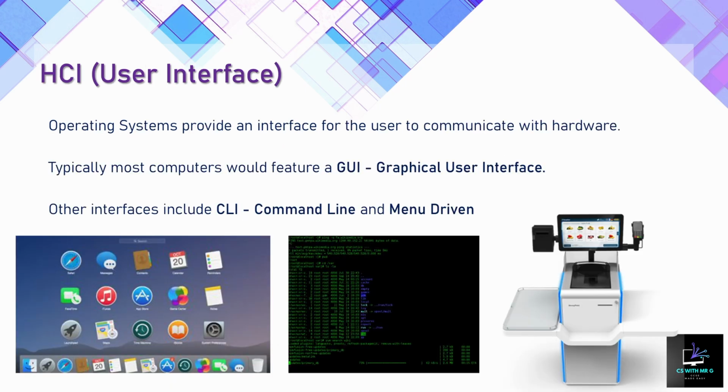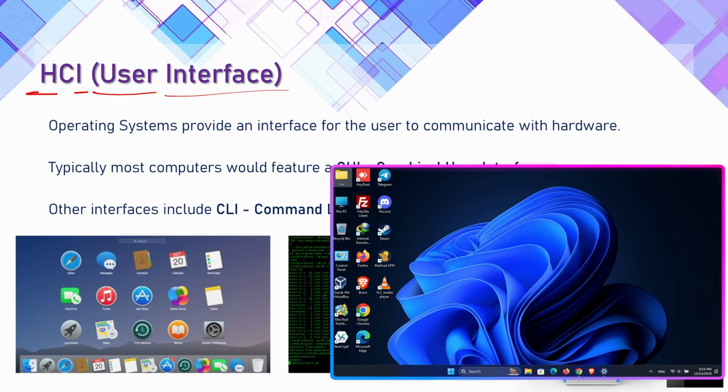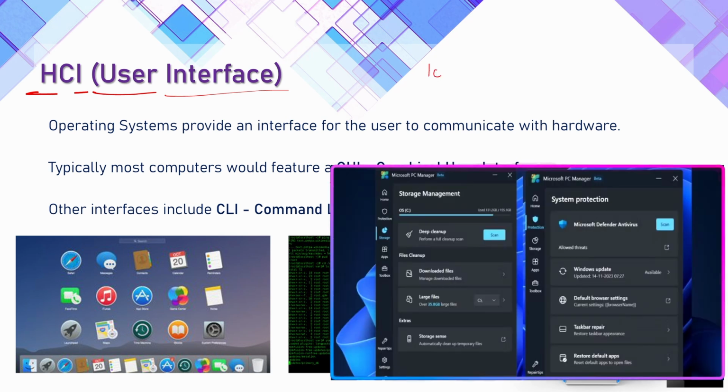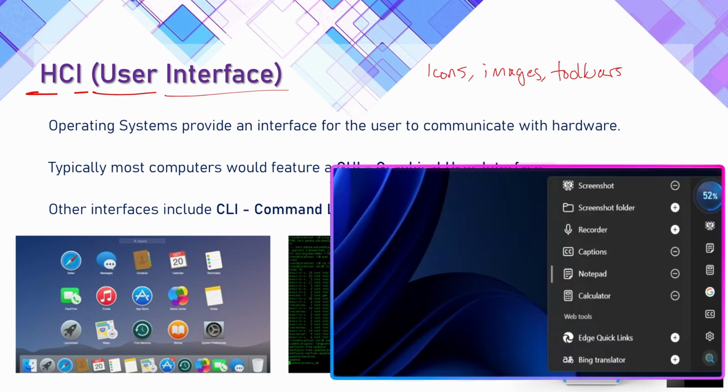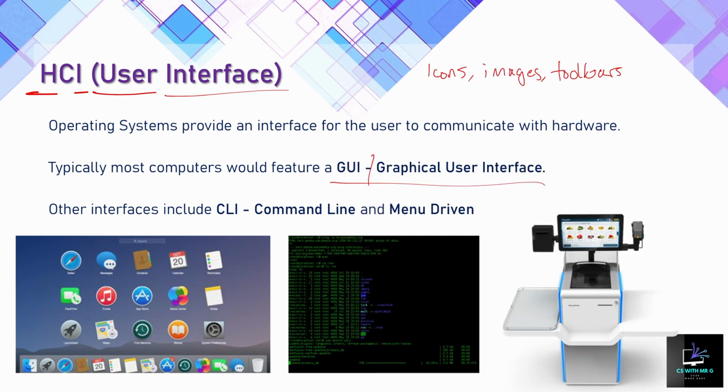So the first point, HCI, or what we can call a user interface. All operating systems have to provide a user interface for the user to use as a human being. How do we interact with the hardware? Well, an operating system will provide a user interface. And typically, most computers would include a GUI or a graphical user interface, which is any type of user interface that uses graphics like you can see here. Things like icons, images, toolbars, these are all using what we call graphics, and it's what we interact with in order to control the computer.